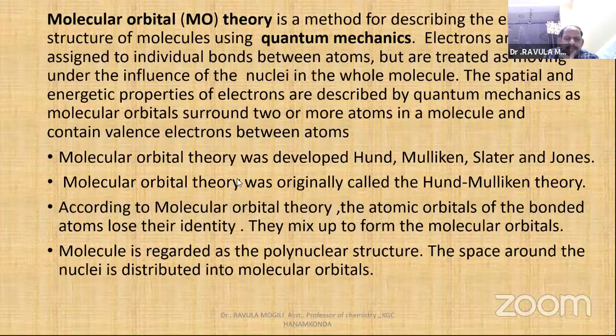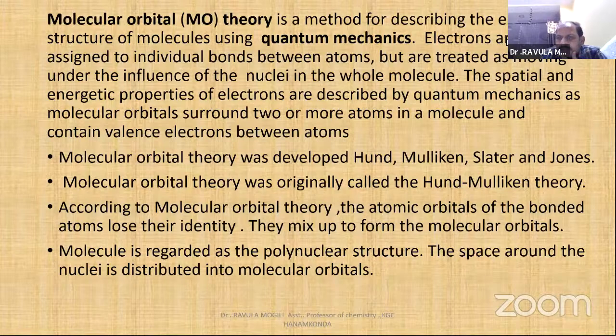This theory was proposed by Hund and Mulliken, and later developed by Slater and Jones. This theory is originally called the Hund-Mulliken theory. So molecular orbital theory is called the Hund-Mulliken theory. These are some of the important points here.